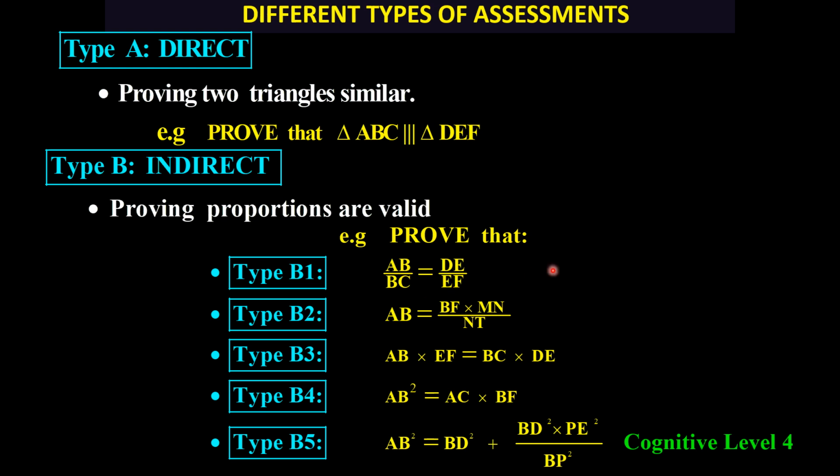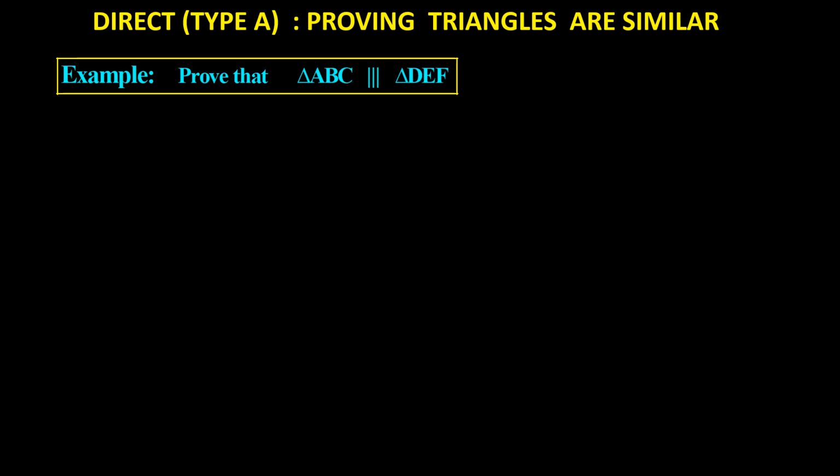Which two, right? Because they are not given in the order there. And I'll show you a technique how you can easily get the order of the two triangles correct. Now, let's look at the direct type of application here.